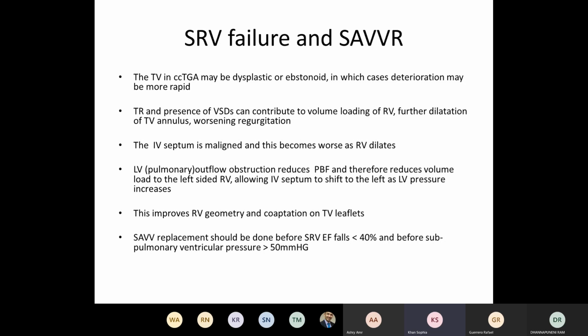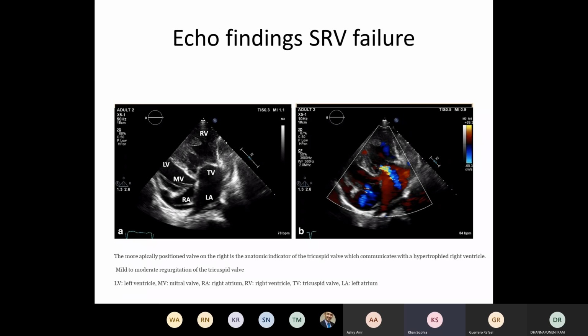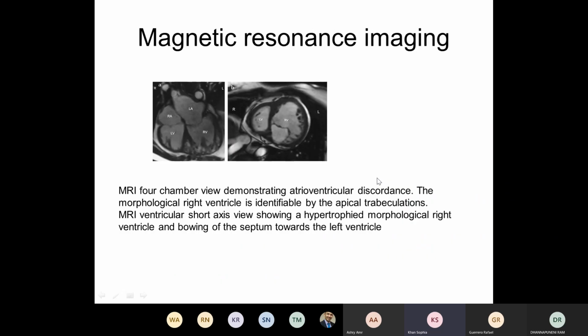So the key point is that when this valve starts to, when there's malcoaptation and the valve's becoming regurgitant, it's important to watch that and replace it early before you get worse along this pathway and this cycle of a worsening right ventricle function, and that is in the ESC guidelines as well. So this picture is probably not helpful, especially because it's not labelled the way I've been discussing, but it's just showing that you're getting regurgitation across the tricuspid valve, and that's one of the key things you're watching for as well.